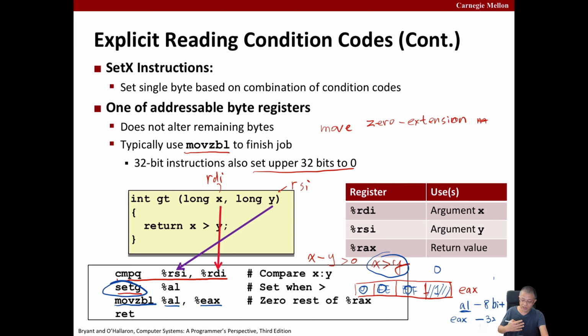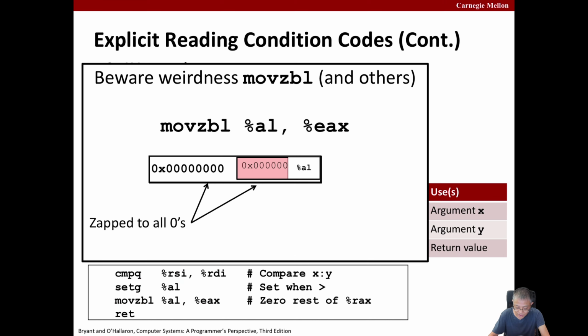Because the source operand is only 8 bits, but you need to move 32 bits into the destination register, what this instruction does is copy over the lower bits from the source register and 0 extend the higher bits. Okay, so this instruction is very useful in the compiler. Okay, so we have covered this.